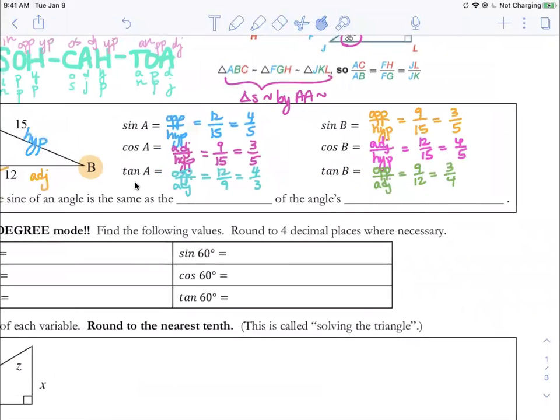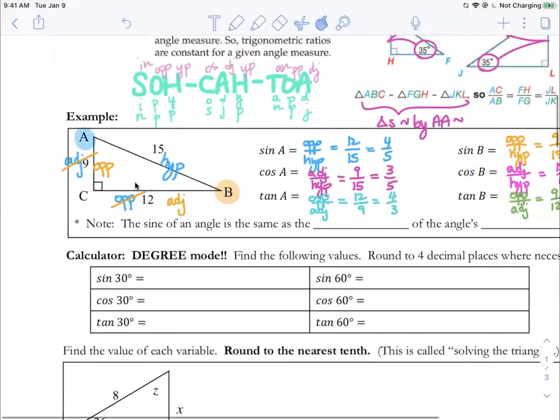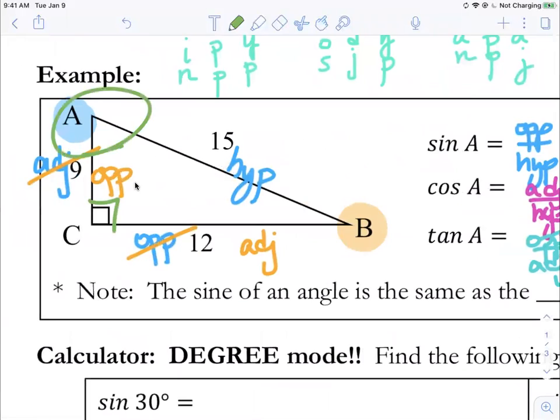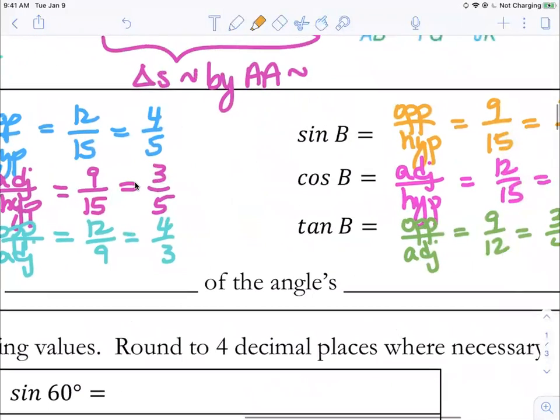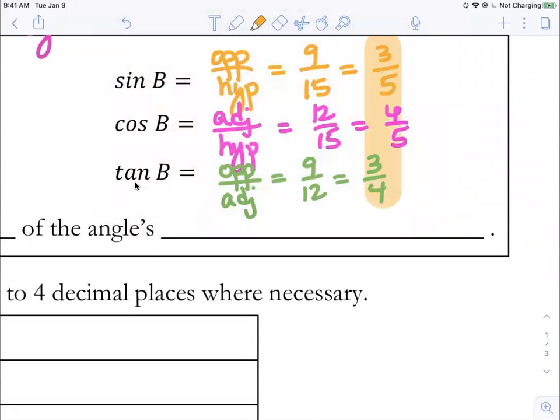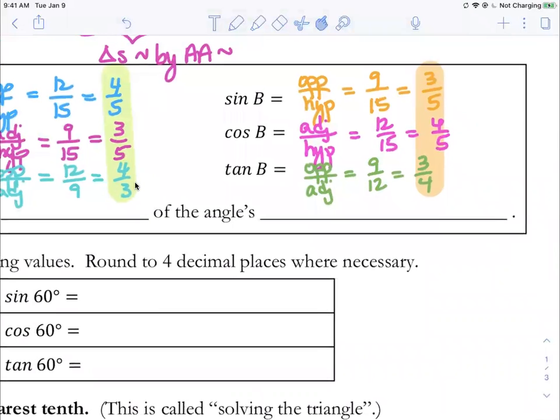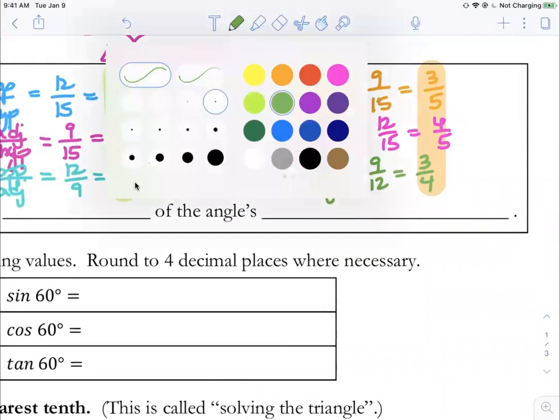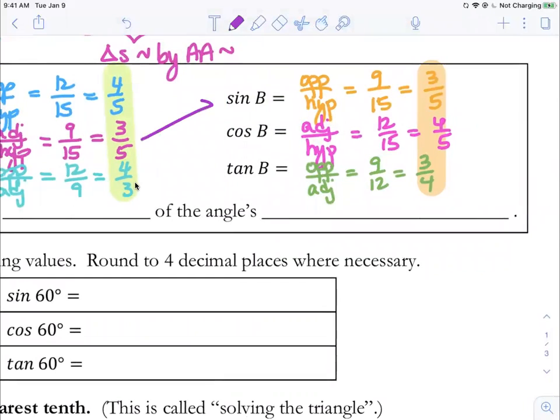Now I want you to notice something. Angle A and angle B would be complementary to each other because in this right triangle, the right angle takes up 90, so the two that are left over would have to also add to 90. So those two angles are complements. I want you to notice how the answers here compare to the answers over here. You might notice that these two are the same. These two are the same. And then how are those guys related to each other?